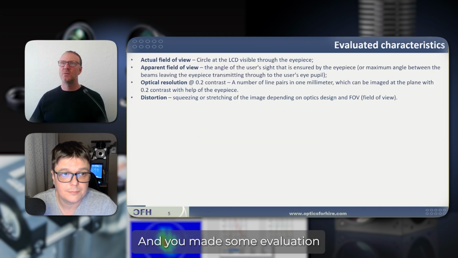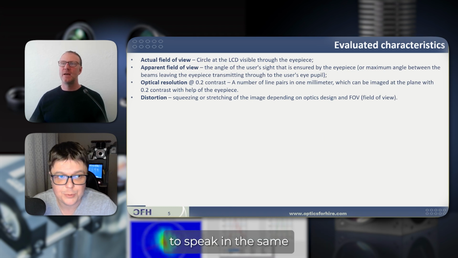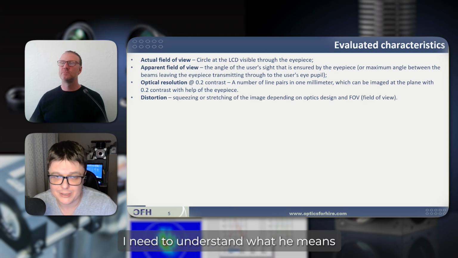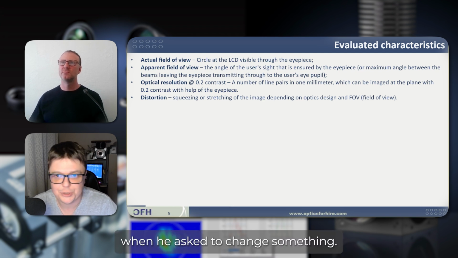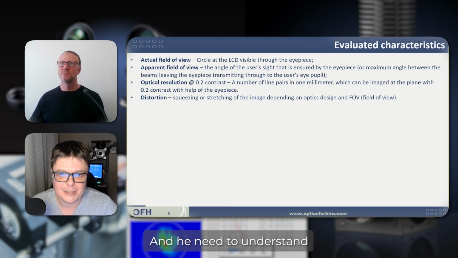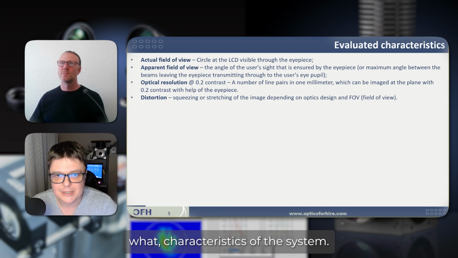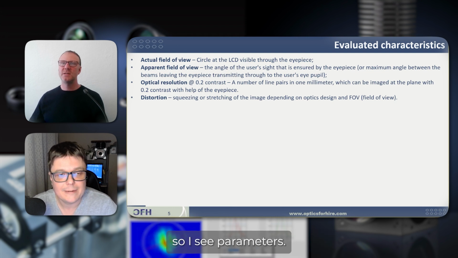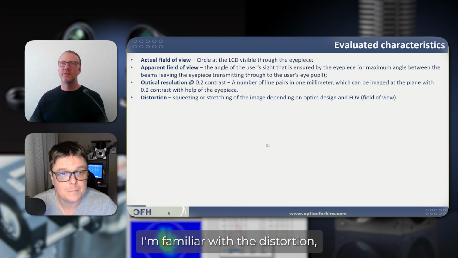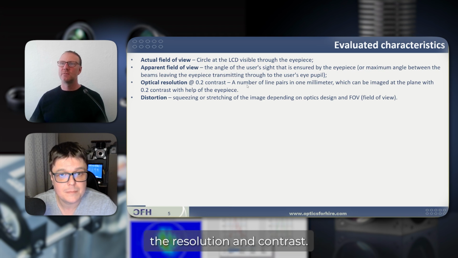And you made some evaluation on different key parameters. To speak the same language with the client, I need to understand what he means when he asks to change something, and he needs to understand what I'm trying to explain or what characteristics of the system I'm trying to show him. So I see parameters I'm familiar with: the distortion, the resolution and contrast. Can you explain this idea of the actual field of view versus the apparent field of view?